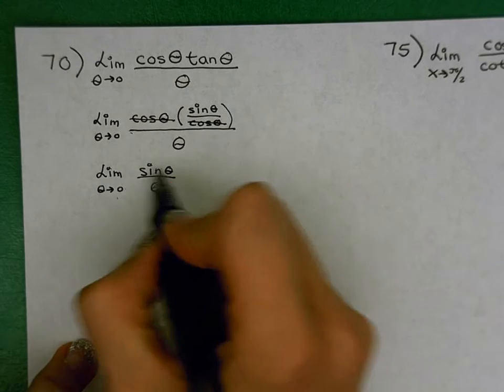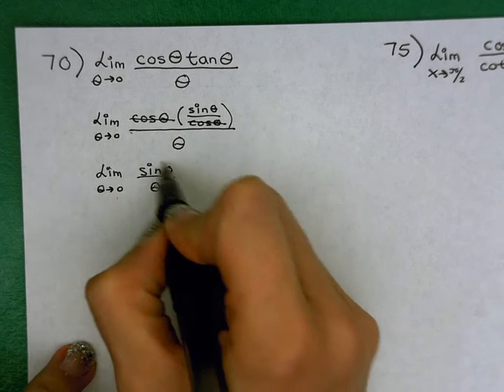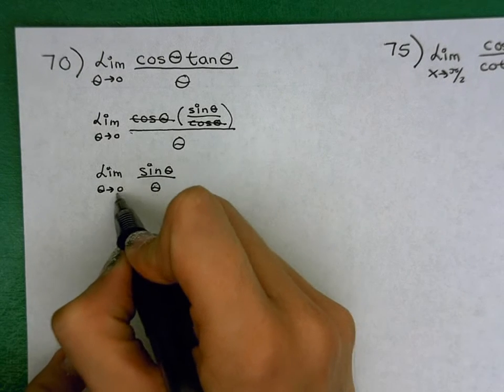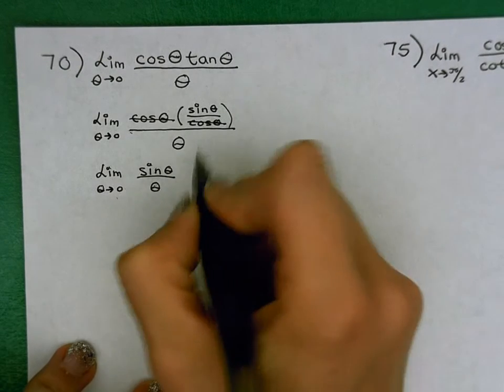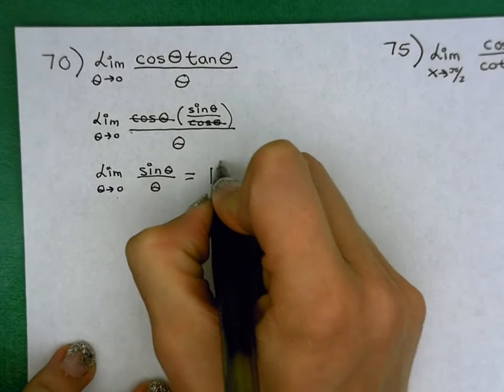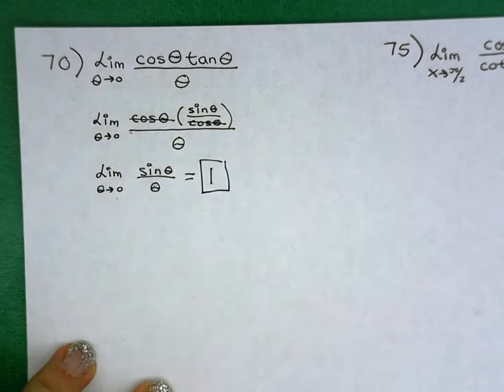Well, this right here is a special trig limit that we learned. The limit as theta approaches 0 of sine theta over theta is 1. And there's my answer.